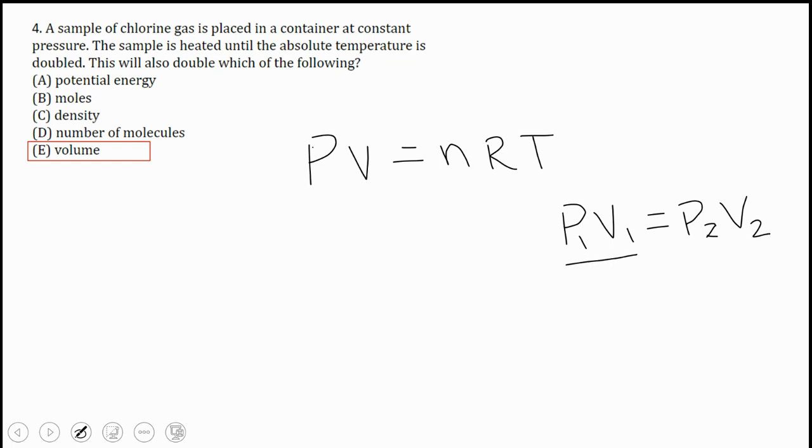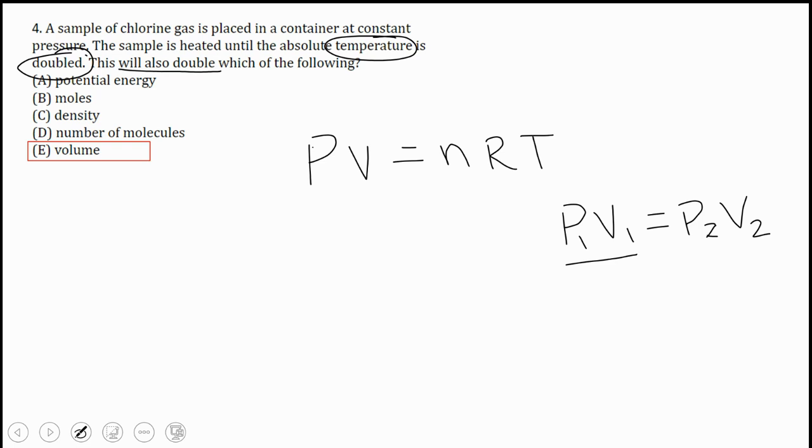These two variables in the ideal gas law are on the same side. That tells you that if variables are on opposite sides, you're going to have something more like a fraction, where they're divided or over each other rather than next to each other or multiplied. So they're saying that when temperature is doubled, which one will also double?